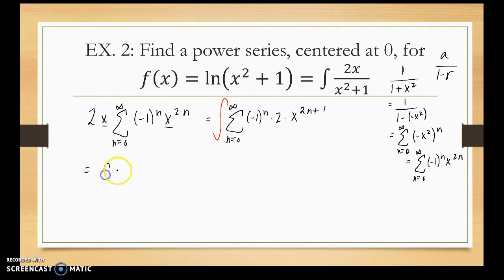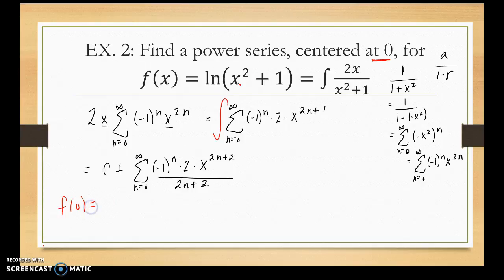The antiderivative is c plus my series from 0 to infinity of -1 to the n times 2, adding 1 to the exponent. So 2n plus 1 would give me 2n plus 2, dividing by the new exponent there. All right, so now I want to find f of 0. Plugging 0 in, I get the natural log of 1, which is 0. And each term of my power series would approach 0 as well. So I know c is equal to 0.